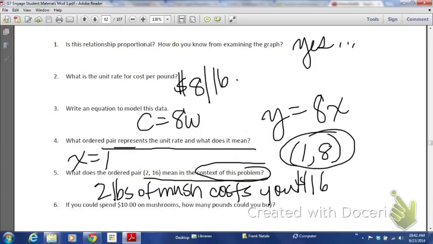Oh, sorry, I'm doing this wrong. Okay, so we have $10 on mushrooms. How many pounds could you buy? Okay, so if we're going to use that C equals 8W formula, we can look at this a little bit differently now because, well, let's go back and look at some of our numbers.